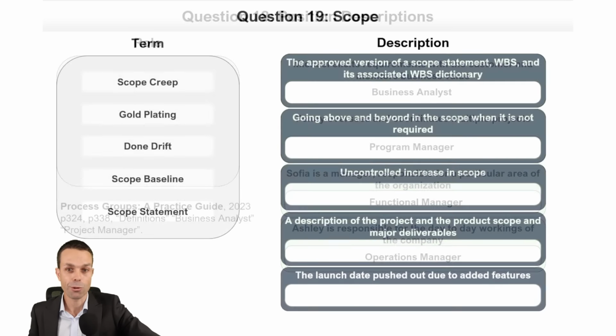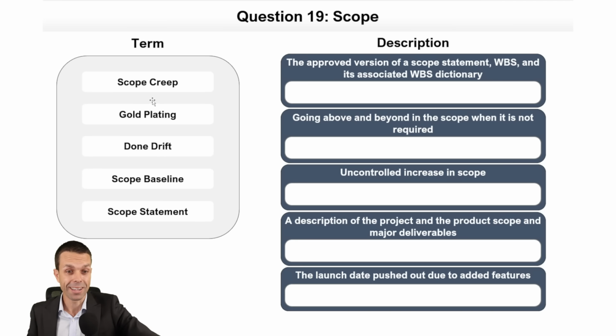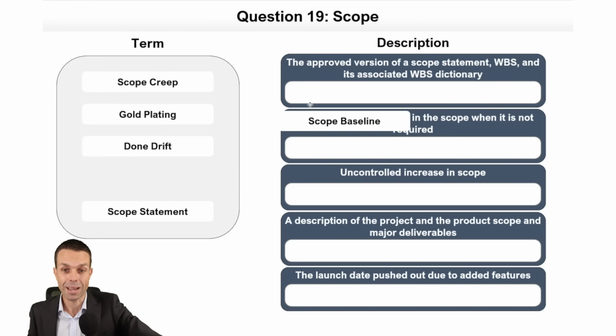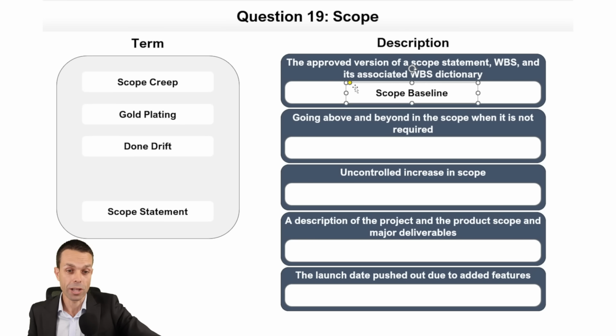Let's get right into the next one, second last one in this little section. And these look absolutely fantastic. Some scope issues here. Oh, I love these. Okay, the approved version of a scope statement, the work breakdown structure, and its associated WBS dictionary. That is our scope baseline. And we might even have some work packages listed in there as well.